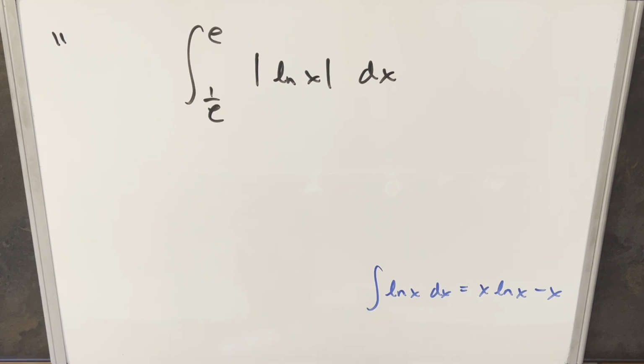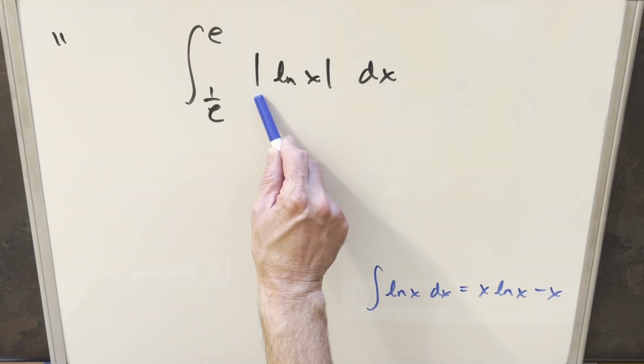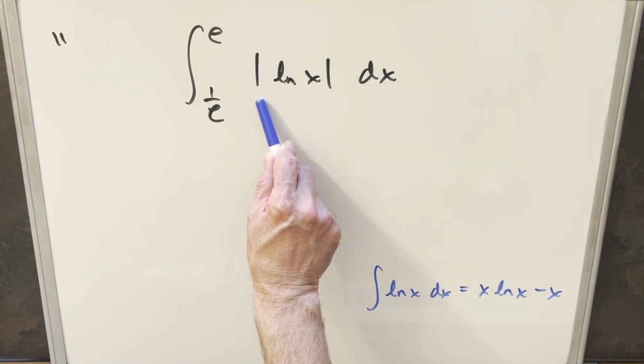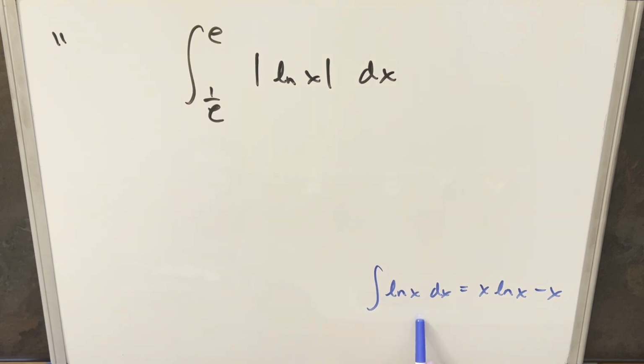This one should go pretty quick, because really all we need to do is find a way to remove the absolute value, and then we'll use our formula, because we know how to integrate natural log with this formula. You could do this out by integration by parts, but it's a pretty common integral.